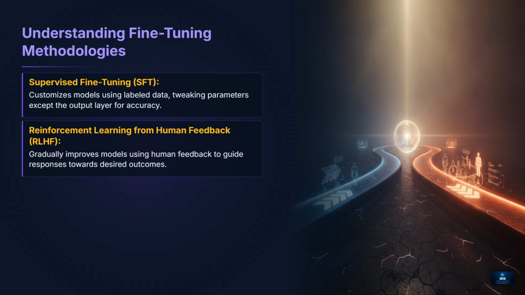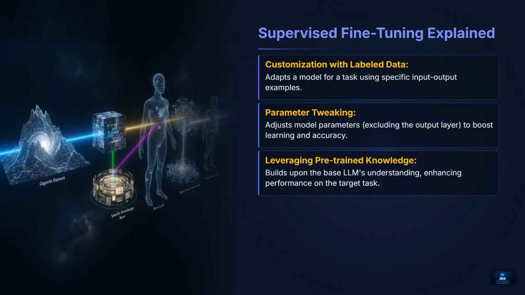When we talk about fine-tuning, there are two primary methodologies to consider. First, there's Supervised Fine-Tuning, or SFT. This is where we use labeled data to teach the model specific tasks, focusing on adjusting internal parameters. The second approach is Reinforcement Learning from Human Feedback, or RLHF. This method uses human preferences to gradually guide the model's behavior, making its outputs more aligned with what humans consider good or correct.